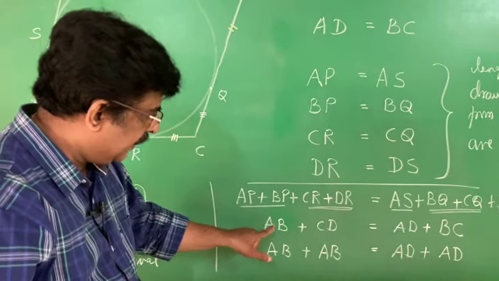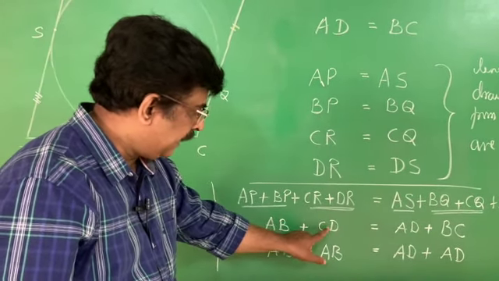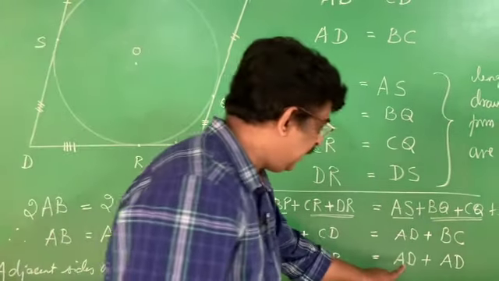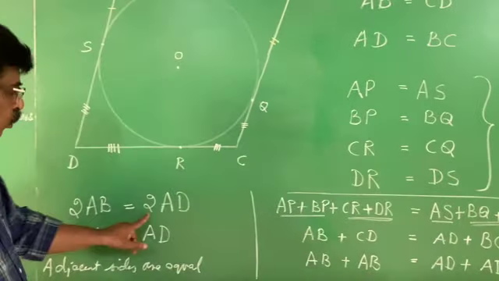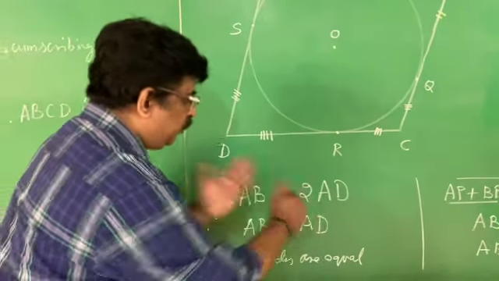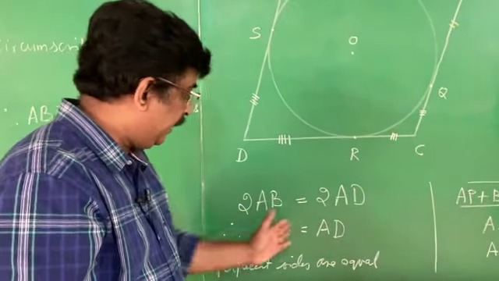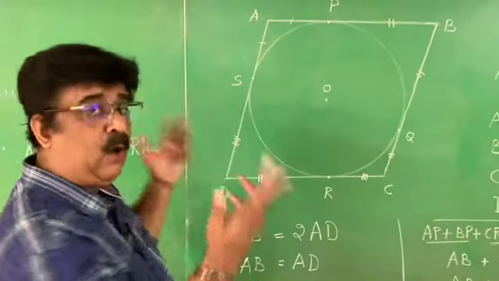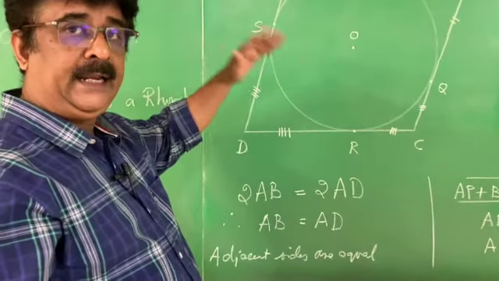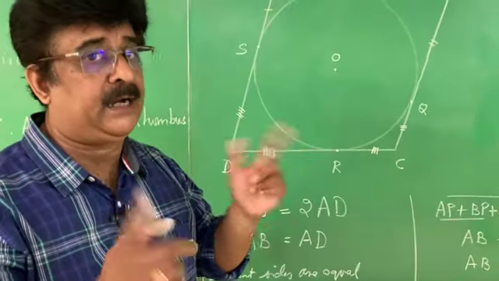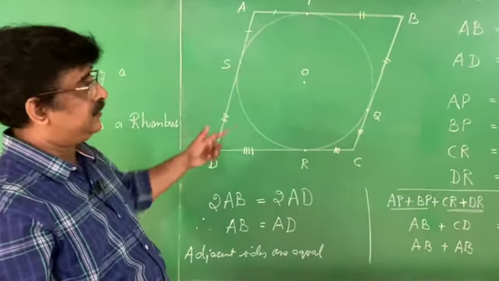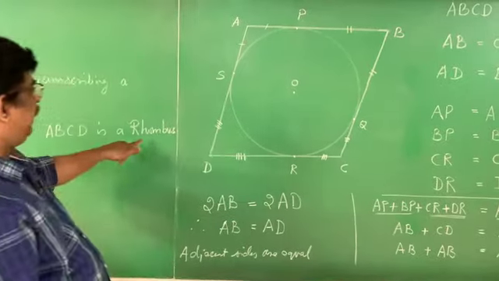Now try to understand. AB plus CD, I replace CD as AB. AB plus AB is 2AB. Similarly, AD plus AD is 2AD. 2 cancels out. Therefore, AB is equal to AD. AB and AD are adjacent sides. In a parallelogram, if adjacent sides are equal, then it is a rhombus, because we started with a parallelogram and we ended with what?